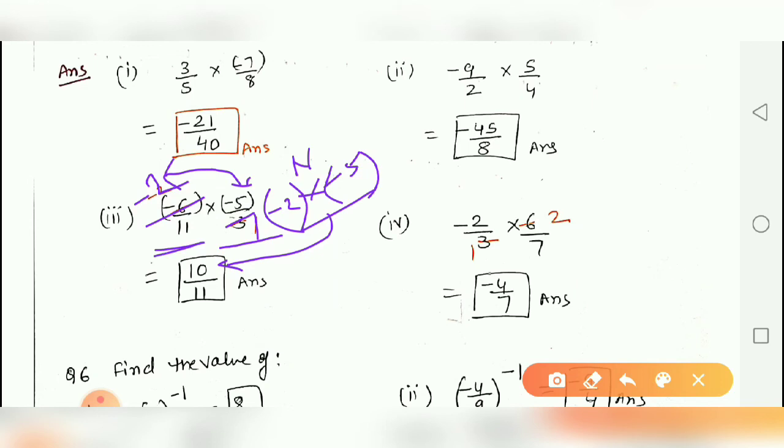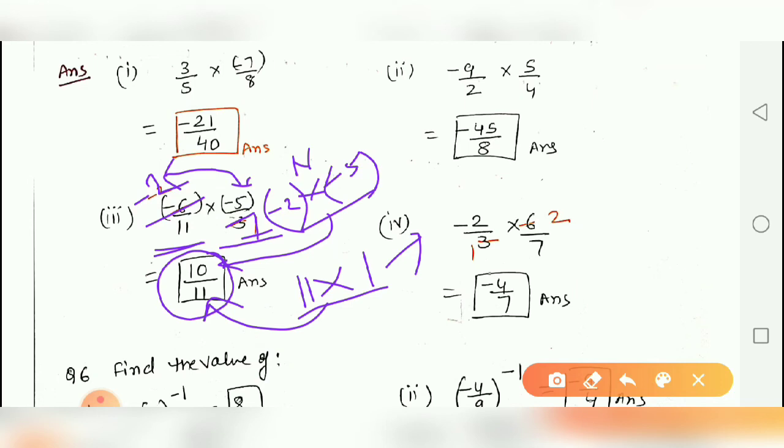And see, in denominator 11 into 1. 11 into 1 is 11. So this is our denominator. So answer is 10 upon 11. Similarly, we have done the fourth part.